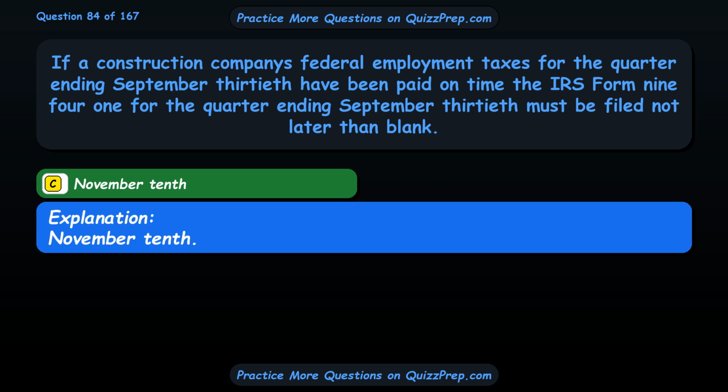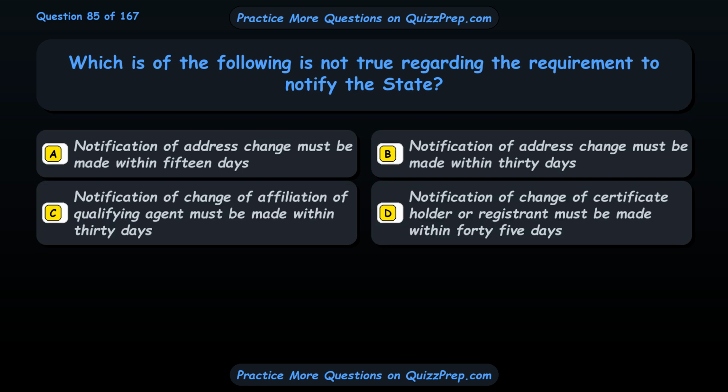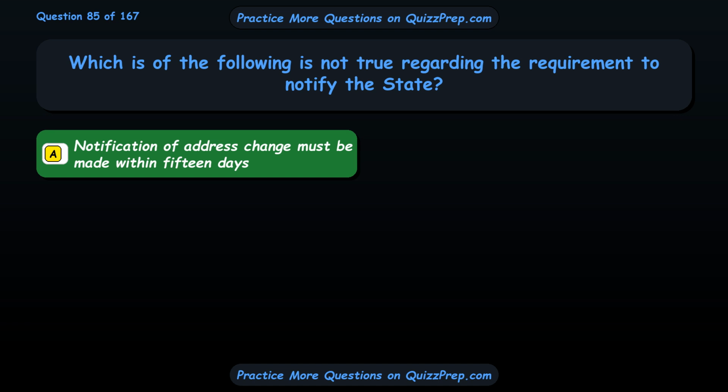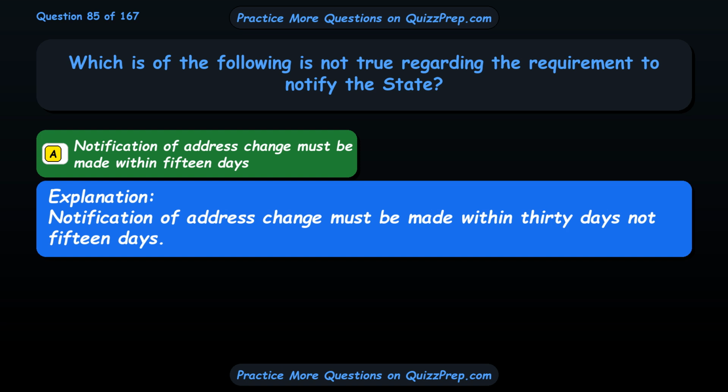November 10th. Question 85. Which of the following is not true regarding the requirement to notify the state? Option A, notification of address change must be made within 15 days. Option B, notification of address change must be made within 30 days. Option C, notification of change of affiliation of qualifying agent must be made within 30 days. Option D, notification of change of certificate holder or registrant must be made within 45 days. The correct answer is option A. Notification of address change must be made within 30 days, not 15 days.